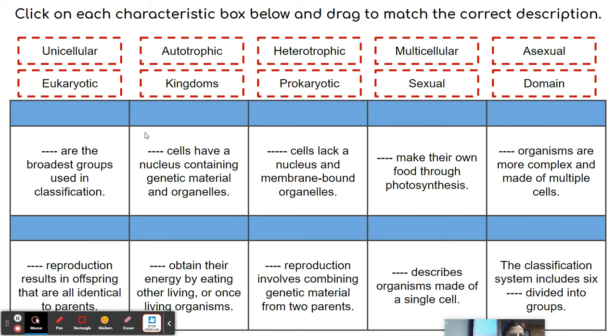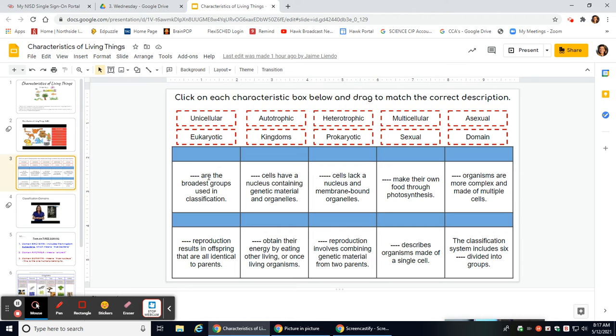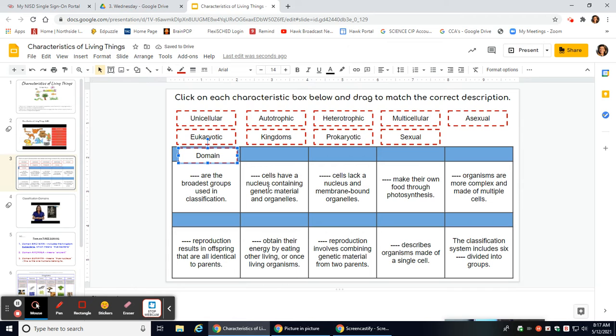Here we're going to drag and drop and match the correct description. We reviewed these terms yesterday, so let's read. Are the basic broadest groups in classification. So your broadest groups are going to be your domains. Cells have a nucleus containing genetic material and organelles. These are going to be eukaryotic cells, what you're made up of. Also, other animals are eukaryotic, along with plants, fungi, and protists.